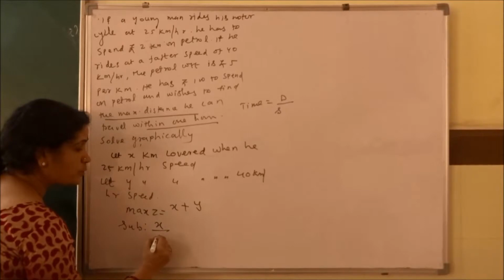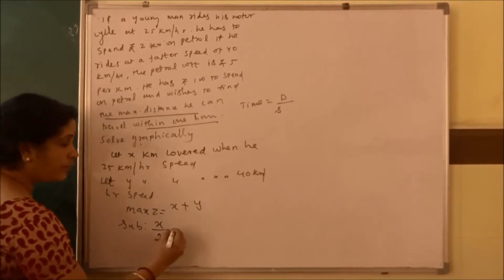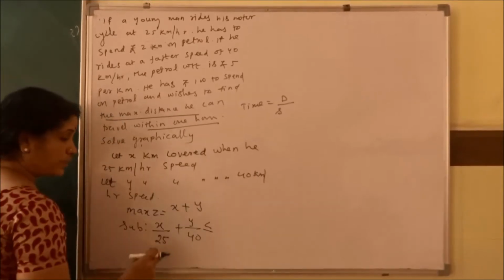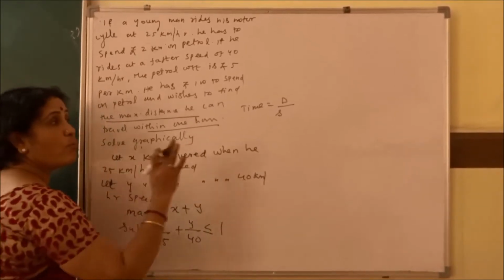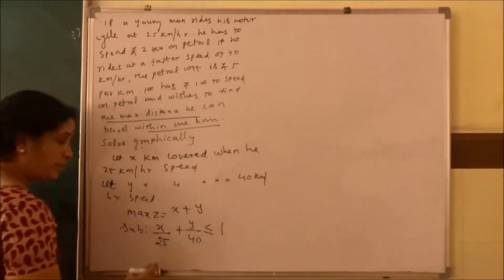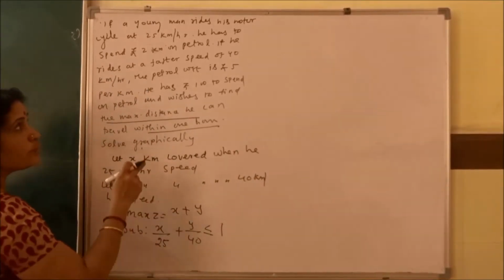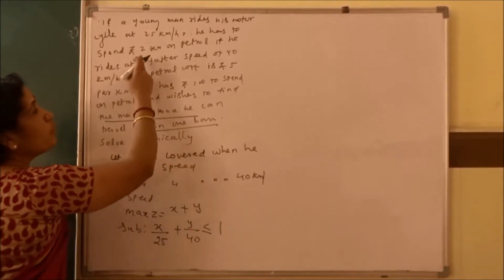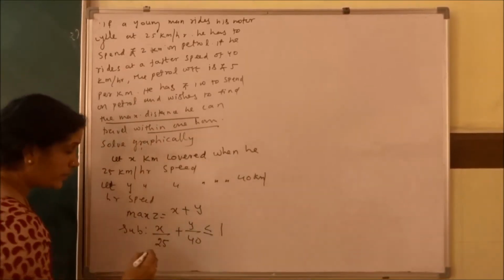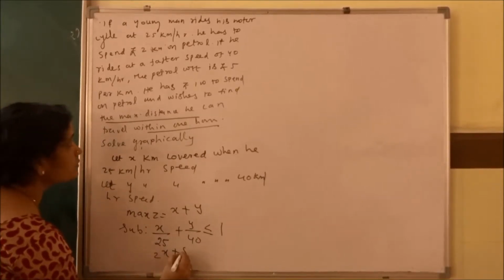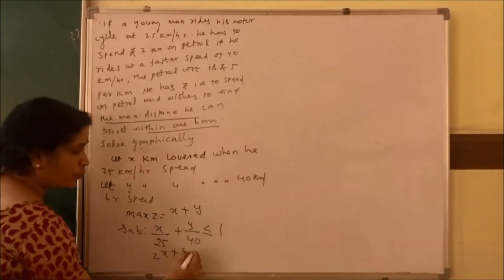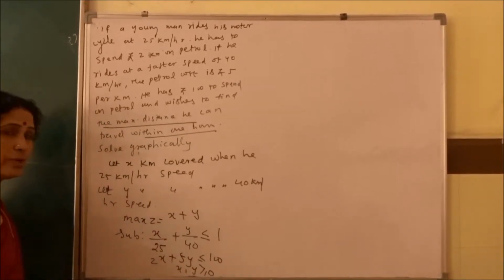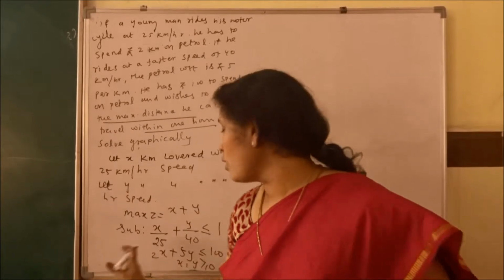So distance upon speed, that is x upon 25 plus y upon 40, which is less than or equal to, so that is what they are saying, time is maximum 1 hour. Clear to this formula? And the next, what they are saying, when he is at 25 kilometer per hour, he can spend petrol 2 rupees per kilometer. So that is 2x plus 5y. He has maximum 100 rupees, less than or equal to 100, x comma y greater than or equal to 0. Clear to you? Now you know how to solve this question.